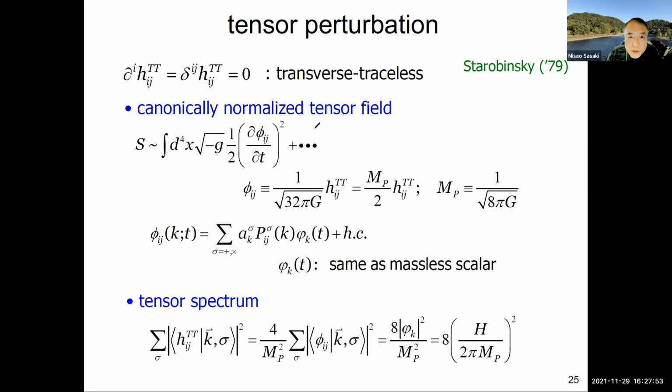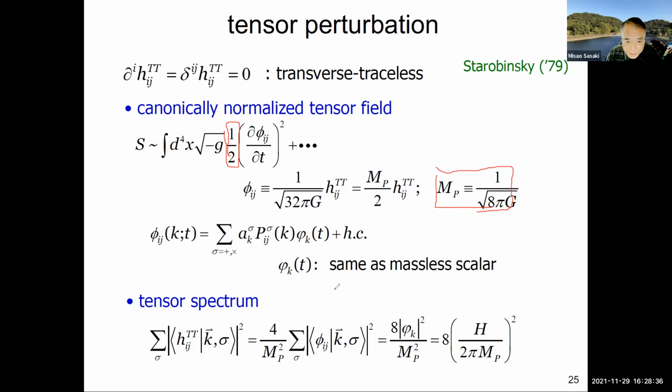Now, to quantize the tensor field, again, usually it's better to make the coefficient of the kinetic term 1 over 2. And this can easily be done by multiplying by 32 pi G square root, or in terms of the reduced Planck mass, just associate the Planck mass to each hij, then this becomes some canonically normalized tensor field.